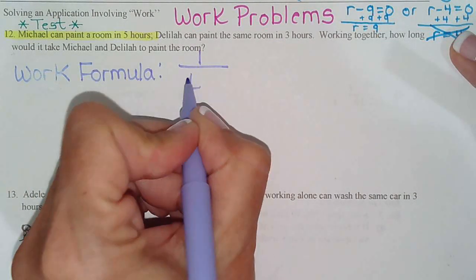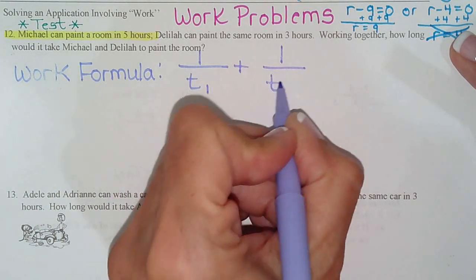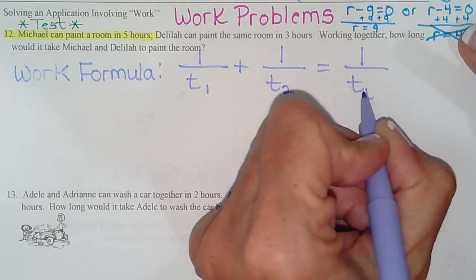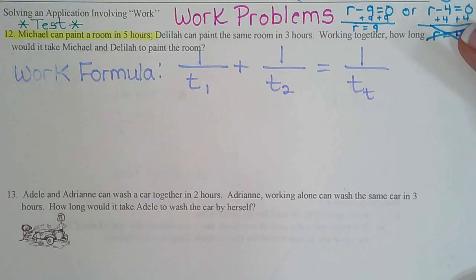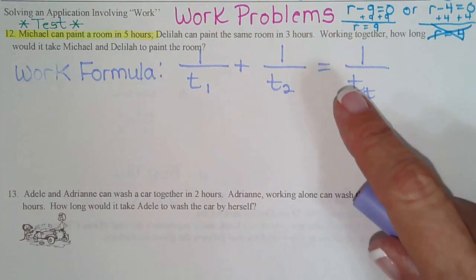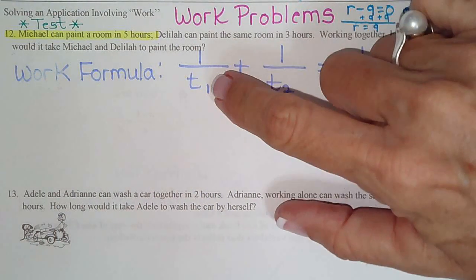1 over the first person's time plus 1 over the second person's time equals 1 over their time together. And I love this formula because it's so easy to remember. It makes sense that the first person's time plus the second person's time equals their time together. So why is it over 1?